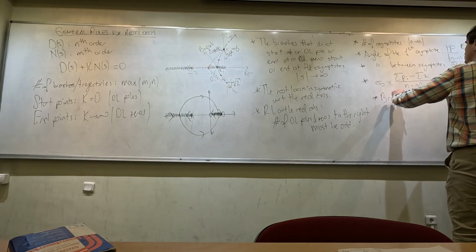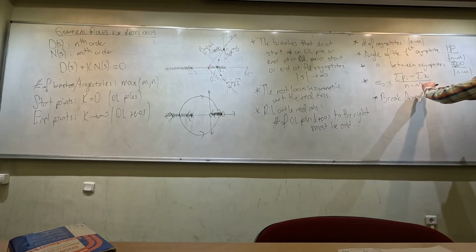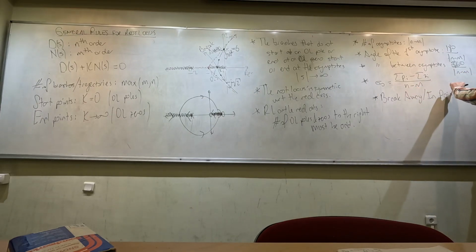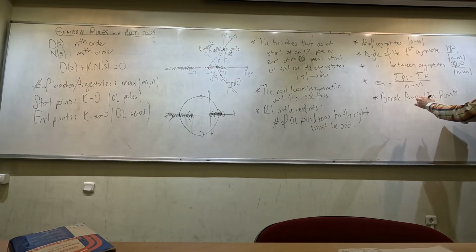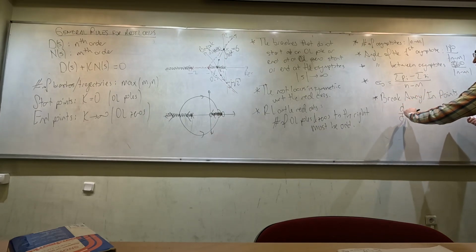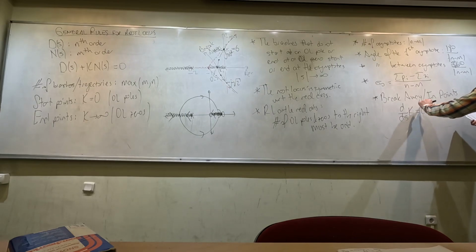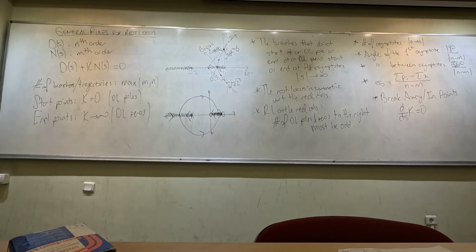We have found the rules for breakaway endpoints. We can calculate them by using the formula d over ds of k equals 0, and then we can substitute the results into one of the formulas given, like this, or k is equal to minus d prime of s divided by n prime of s. As long as one of the denominators is not equal to 0, you can use one of these formulas.